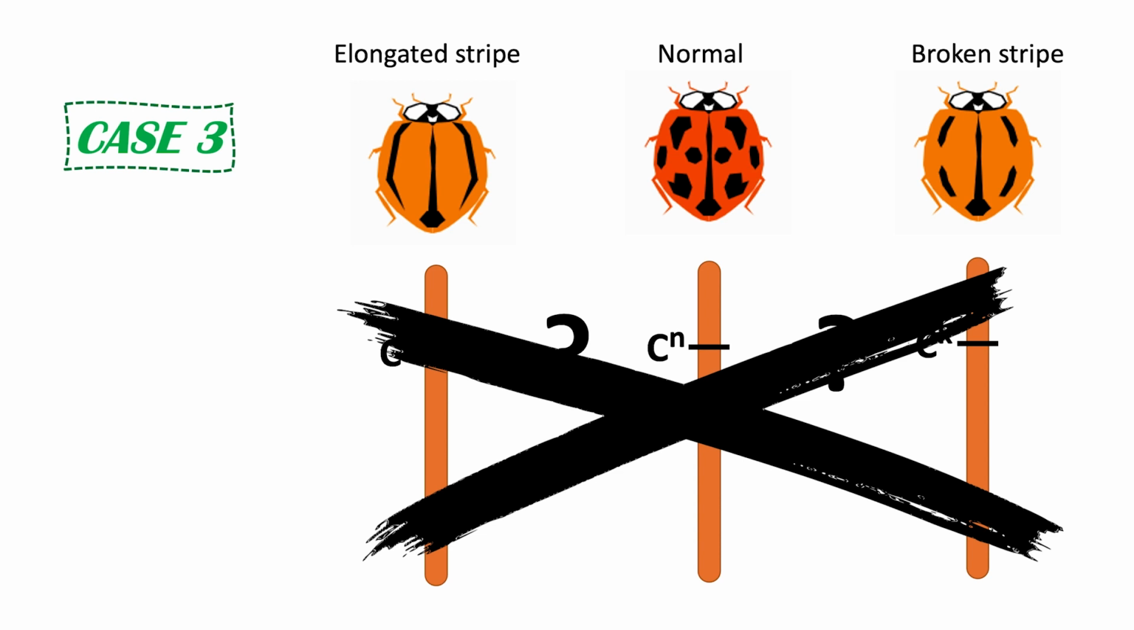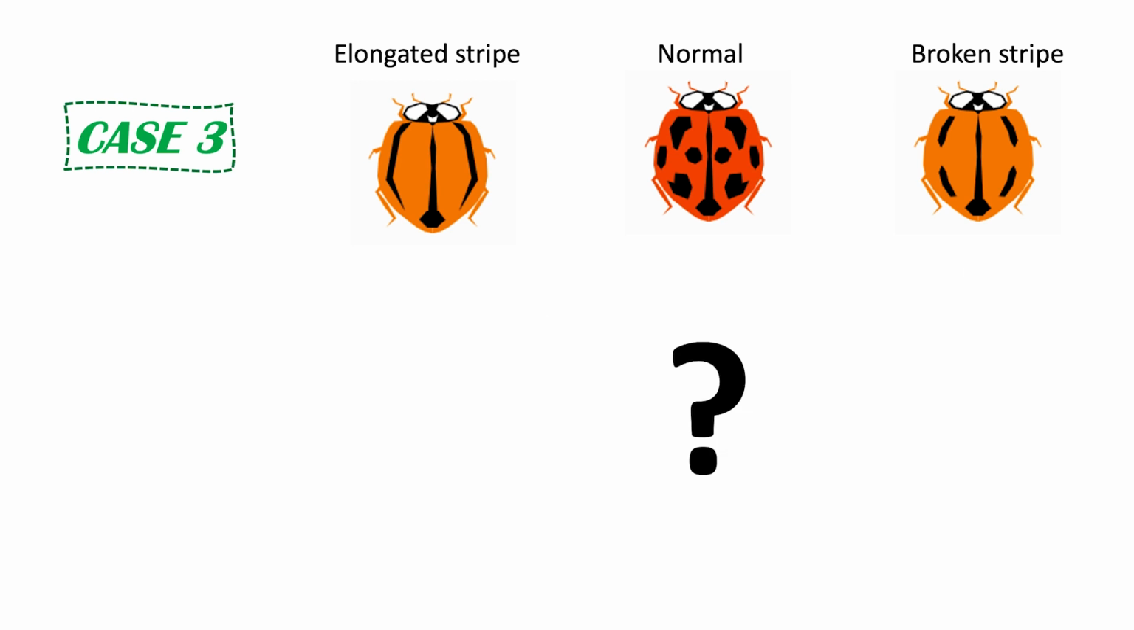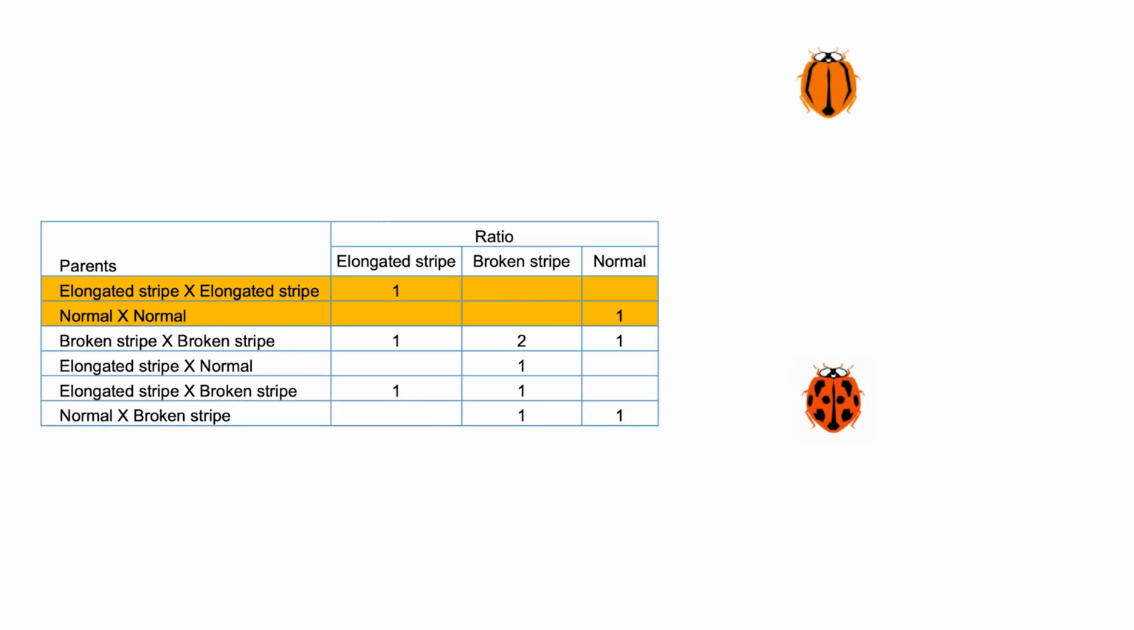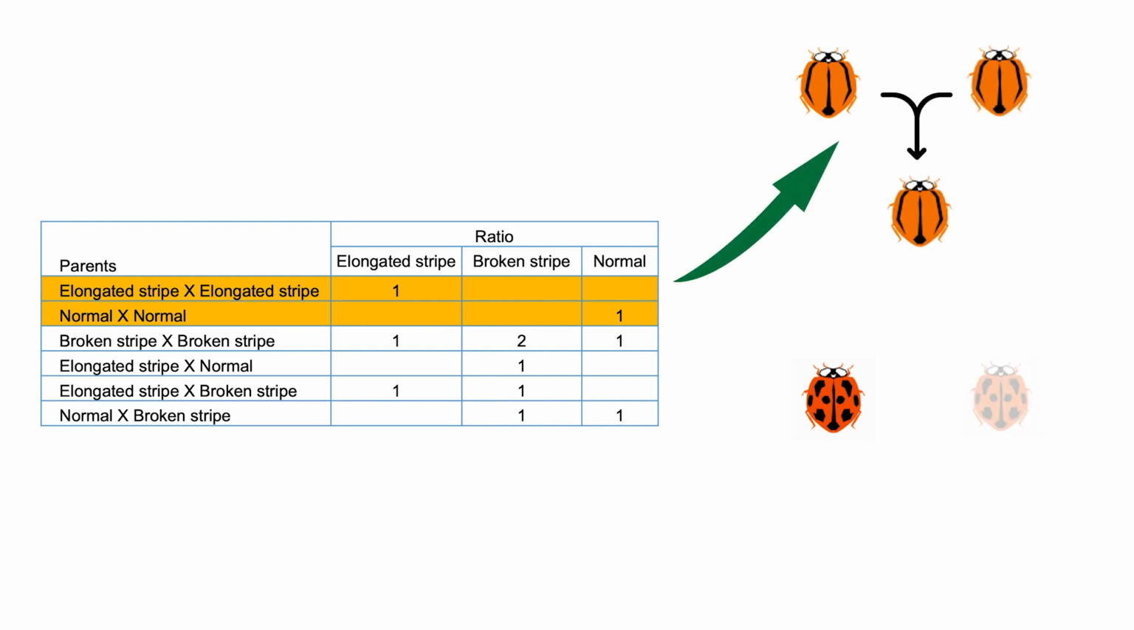Then, let's test the hypothesis of incomplete dominance. We bring back the questions. Which trait is the intermediate trait? What is the evidence? When working with students on interpreting data patterns, we may suggest students start with the simplest ones. They will see when crossing two elongated striped beetles, all of the offspring beetles present the elongated stripe trait. When crossing two normal color beetles, all of the offspring beetles present the normal color trait.